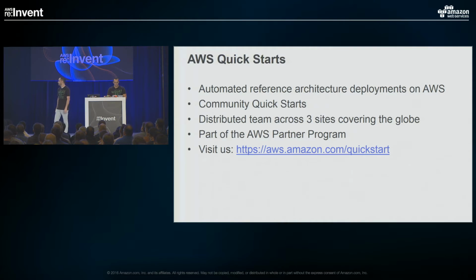We're a distributed team across 3 different sites. We cover the globe in terms of partners. We're part of the AWS Partner Program, so we're very close. We work closely together with AWS partners to create a lot of these different reference architectures. And you can visit us at aws.amazon.com/quickstart.